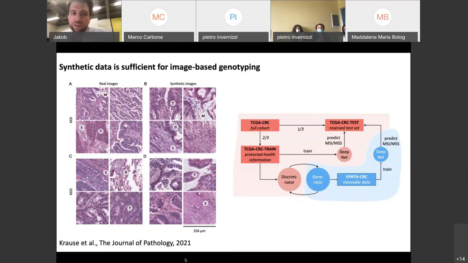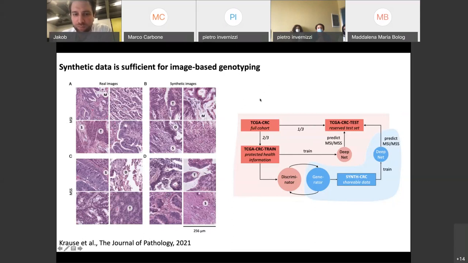And so in this project, which was just published a few weeks ago, what we did was to train a specific type of neural network that we call generative models, and to create synthetic image data, so really fake image data that did not come from a patient but was generated by a neural network. And if you want to read more about that, here's the citation.